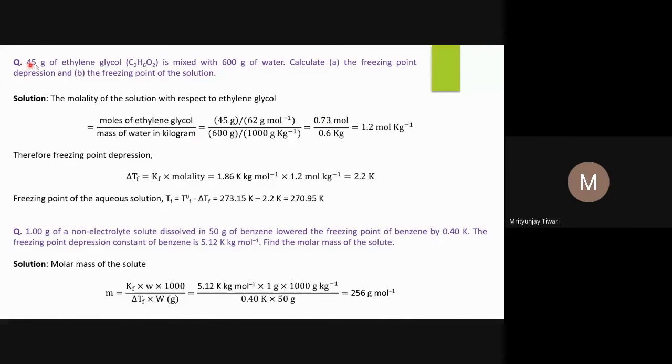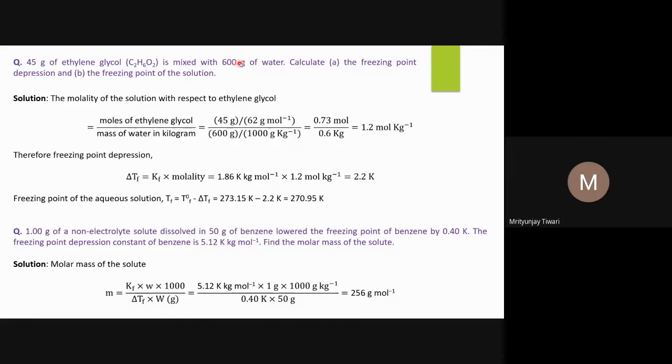Now let us look at a couple of numerical problems on this concept. 0.45 gram of ethylene glycol, the molecular formula is this. If you remember the structure, it is ethylene glycol: if you take the ethylene molecule, two hydrogens of two different carbons are replaced with the OH group. That is what you find as ethylene glycol. So 45 gram of ethylene glycol is mixed with 600 gram of water. Which one is the solvent? Water is the solvent.